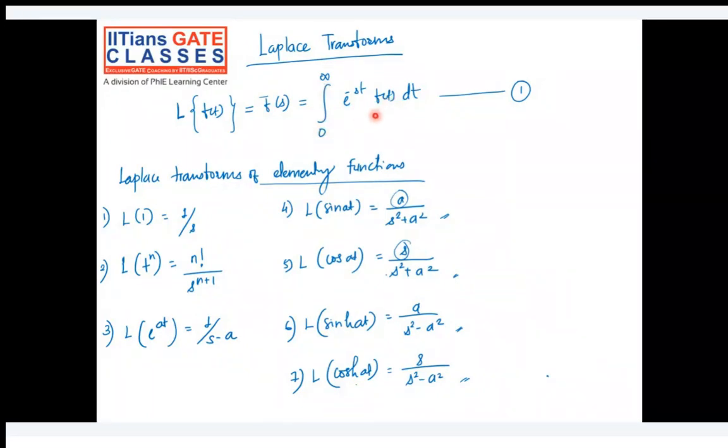Okay, so if our integral is in this format, e to the power minus st into some function, with 0 to infinity as the limits, then you don't have to solve it another way. You can solve it by Laplace transform. It is the Laplace transform of f of t. There are different types of integral problems we can solve if we have some knowledge of Laplace transforms.